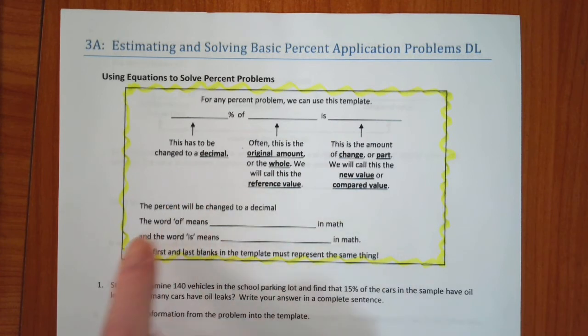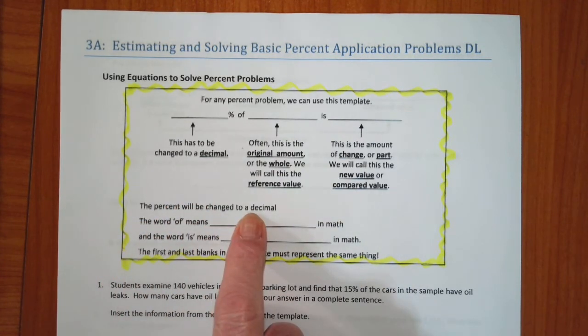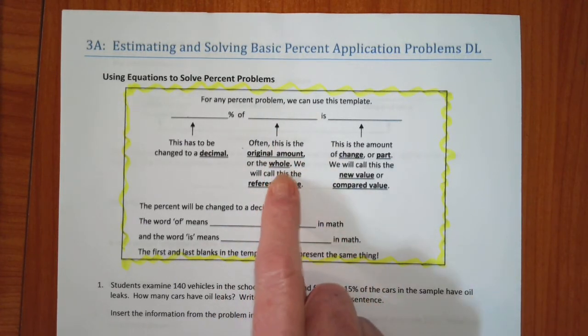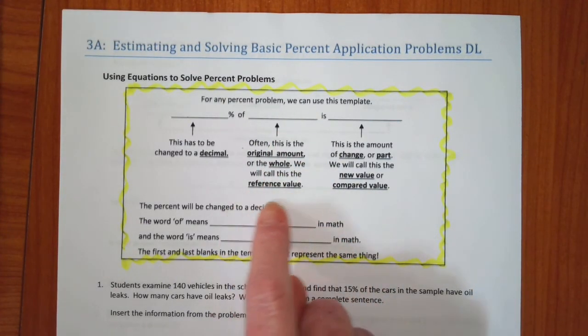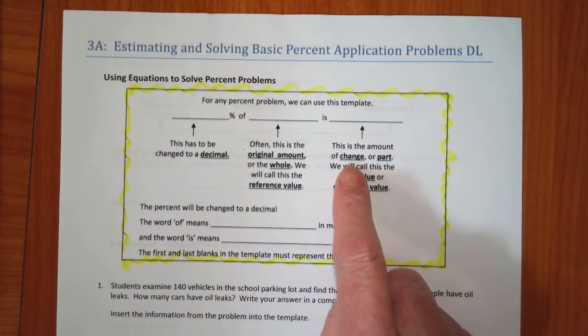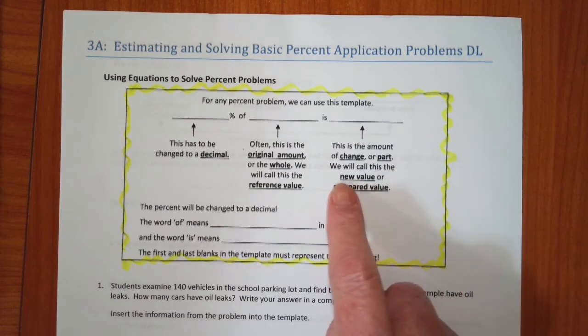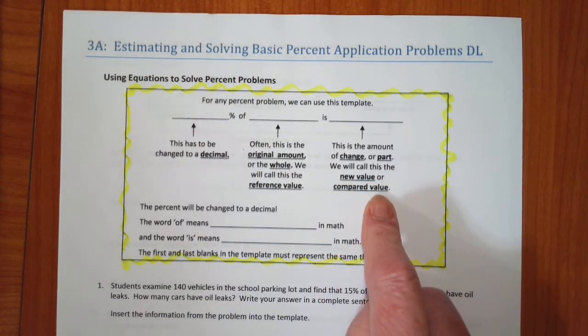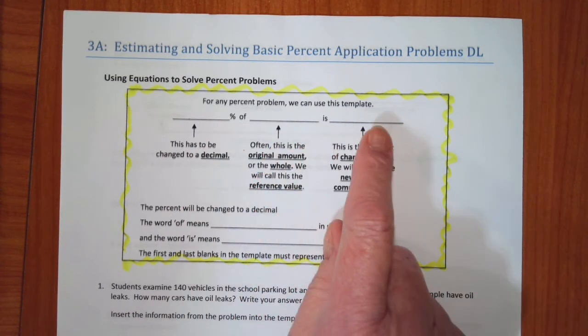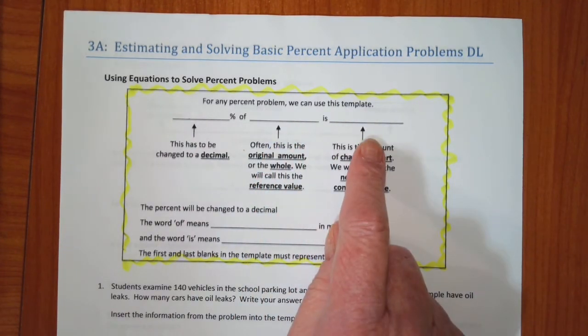The percent will be changed to a decimal before we go into any solving. This is the original amount, also called the whole or the reference value. To be consistent, I'll probably try to call it the reference value. This is the change, the part, the new value, but also the compared value. So we have percent of the reference value is the compared value.